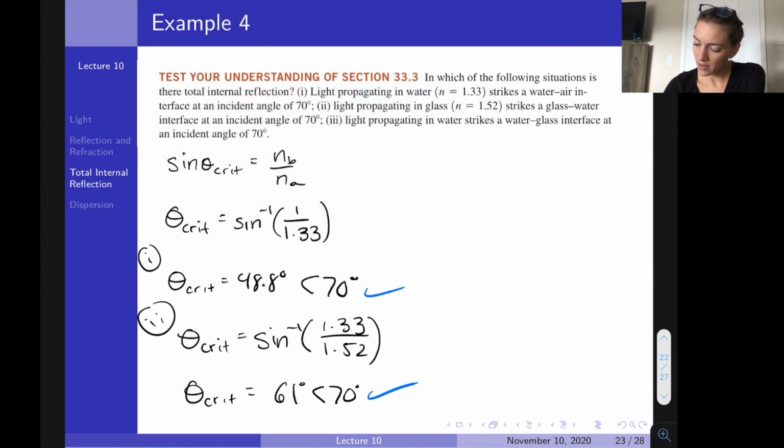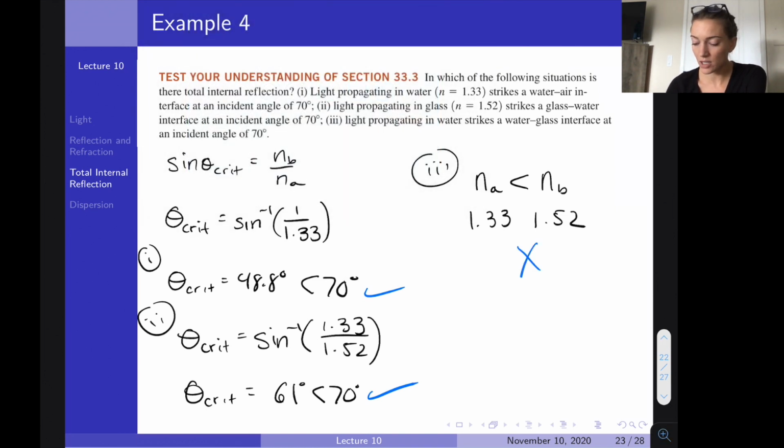Now for part 3, we have light propagating in water that strikes a water-glass interface at an angle of 70 degrees. There we have our NA and NB. Water is 1.33 and glass is 1.52. So here, our second index of refraction is actually greater than the first. So total internal reflection will not be possible here, because we need the first index of refraction to be greater than the second, not the other way around. So that won't work.